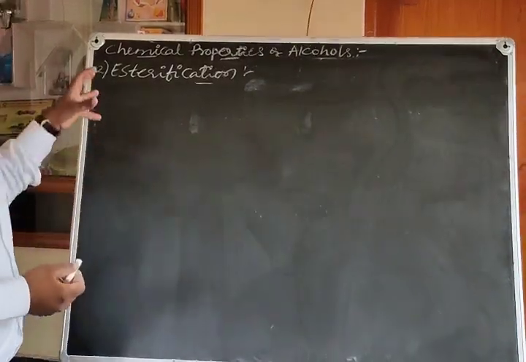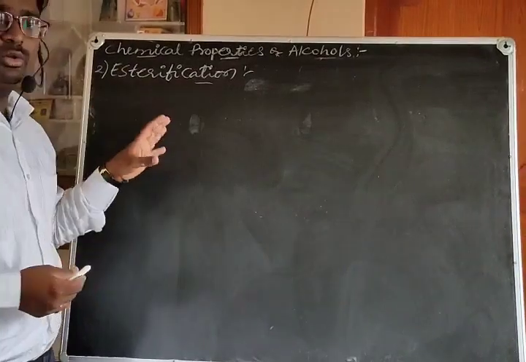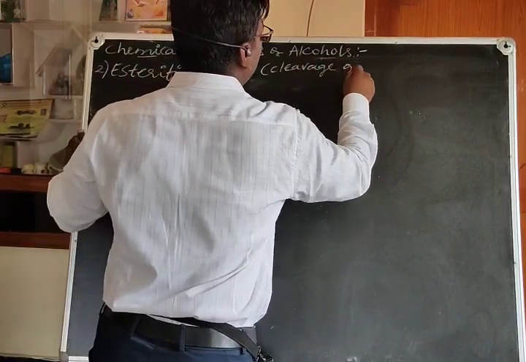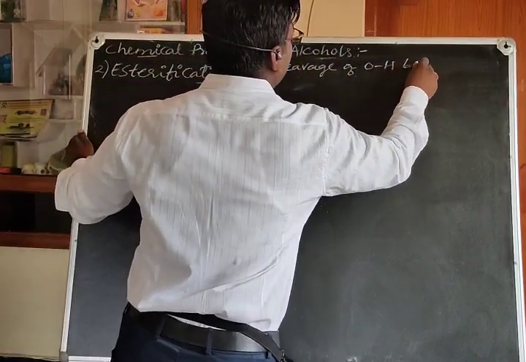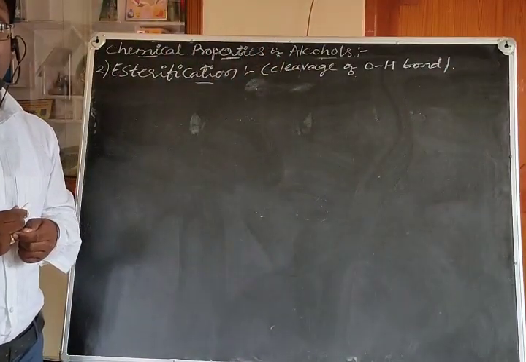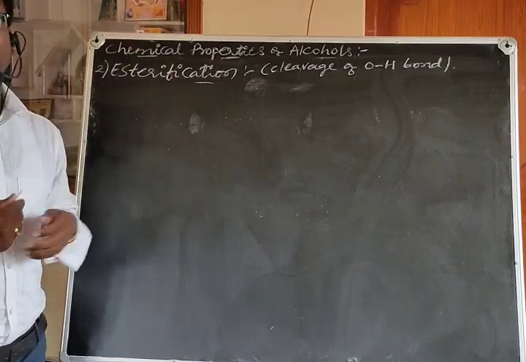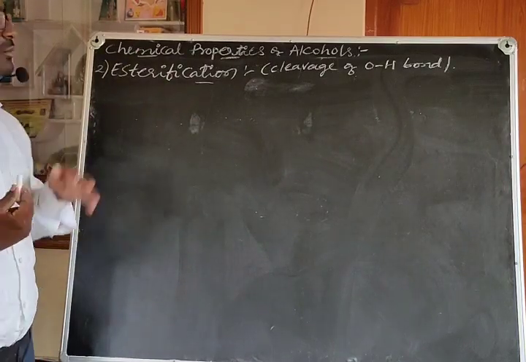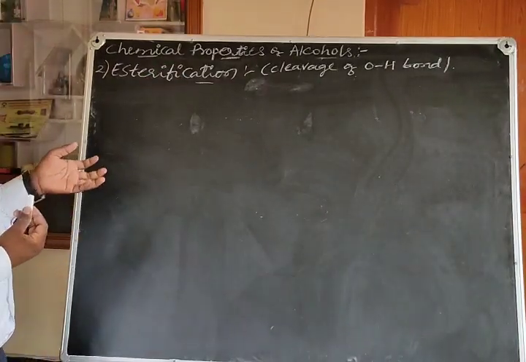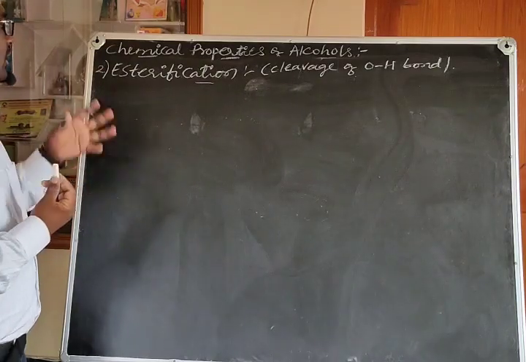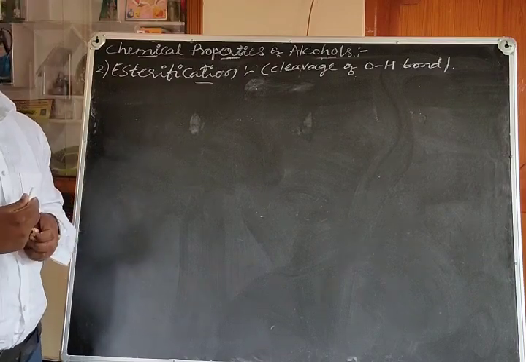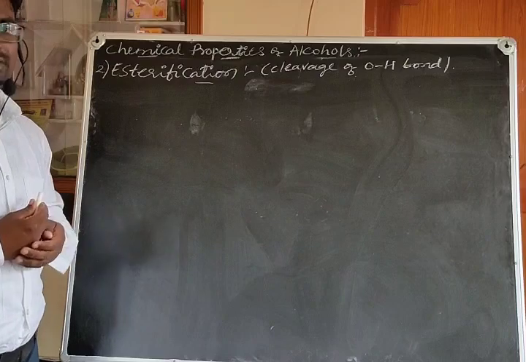Now we shall discuss esterification. Here also you can see the cleavage of the OH bond. Esterification is nothing but formation of esters. When alcohols are treated with carboxylic acids in the presence of an acid, it gives the esters. Let us consider esterification by using alcohols and carboxylic acids, alcohols and acid anhydrides, and alcohols and acid chlorides. Let's go one by one.